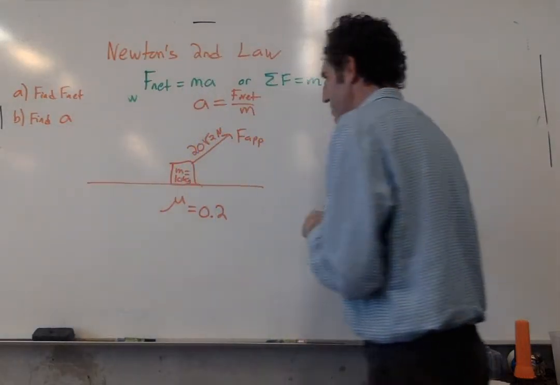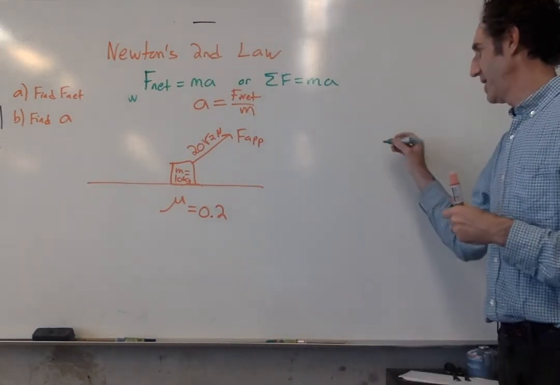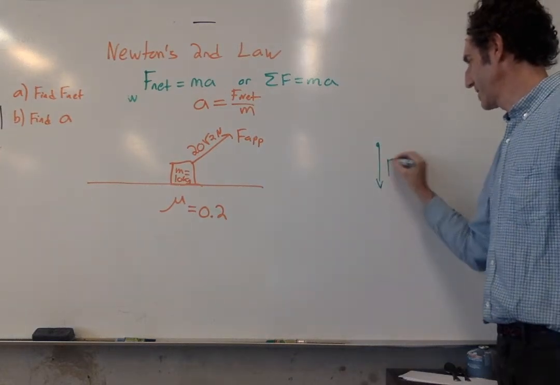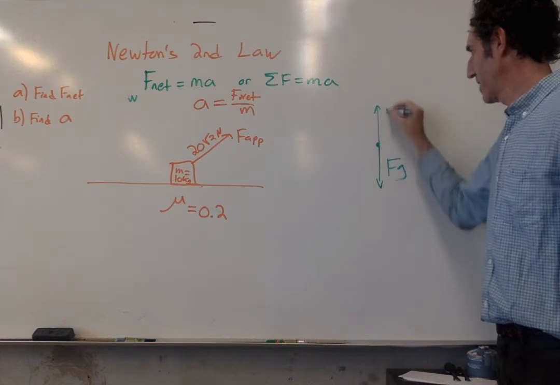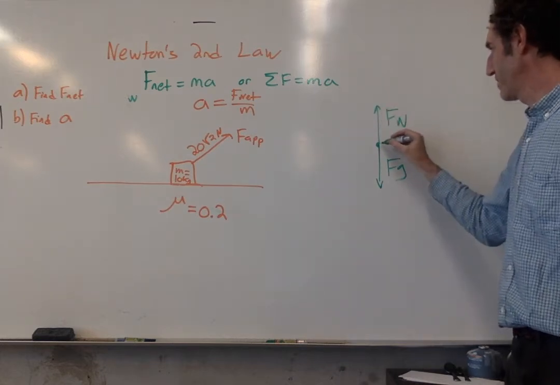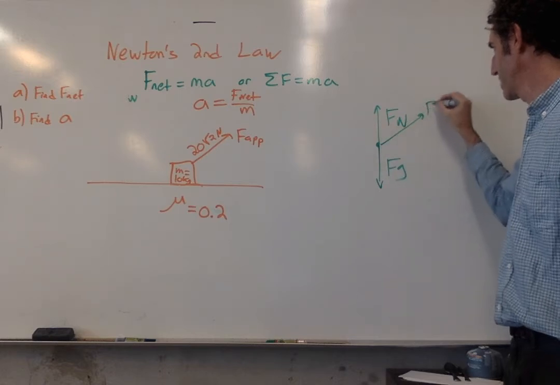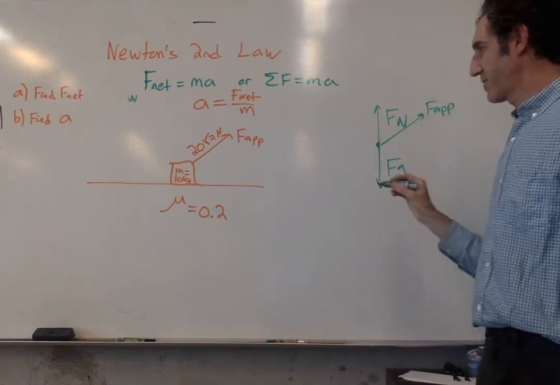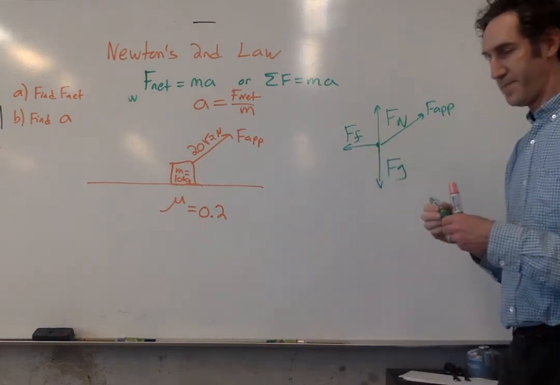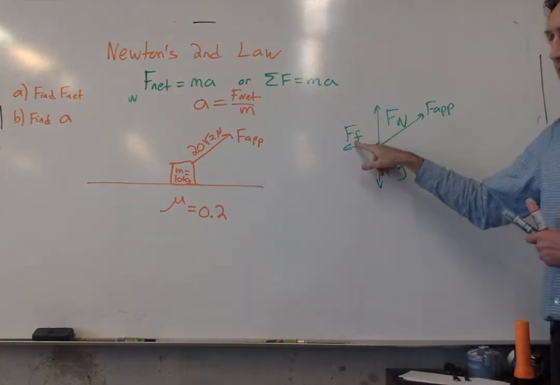Good? Okay. So let's draw a free body diagram here. I've got gravity coming down. I've got a normal force going up like this. And I've got my applied force, which is going to go off in this direction. And then I've got friction, which is trying to slow me down in this direction.